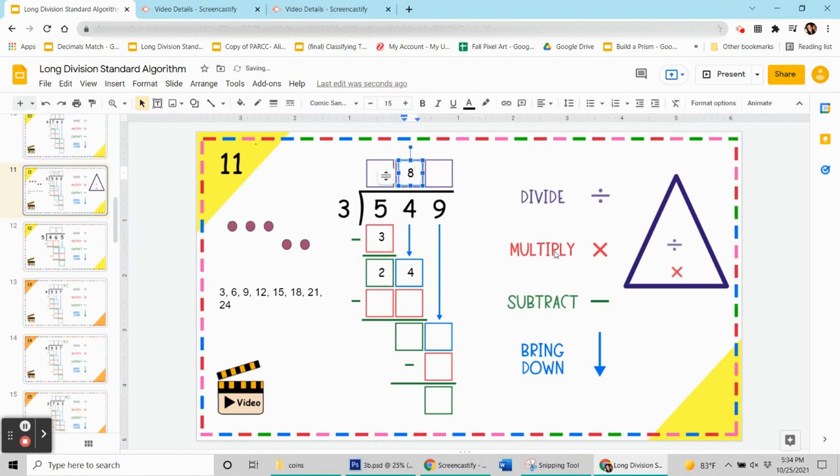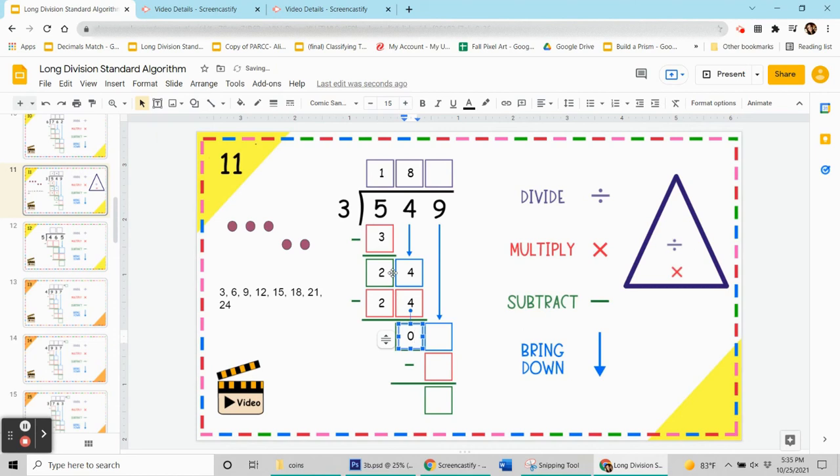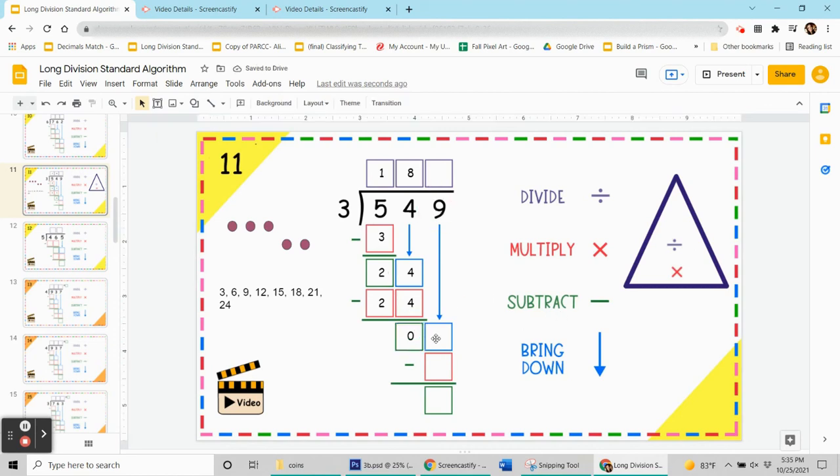Our next step is to multiply 8 times 3, which is 24. And that just shows us we used it all up and there's nothing left over. We subtract and we get a 0. The next step is to bring down, and there's only one more digit to bring down. That's the 9. And then we're going to divide again.